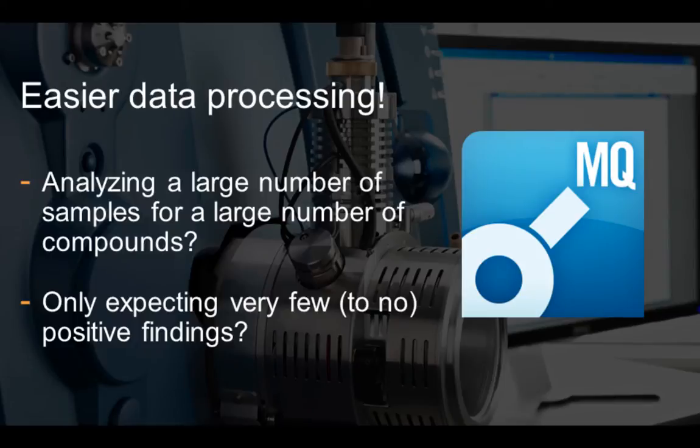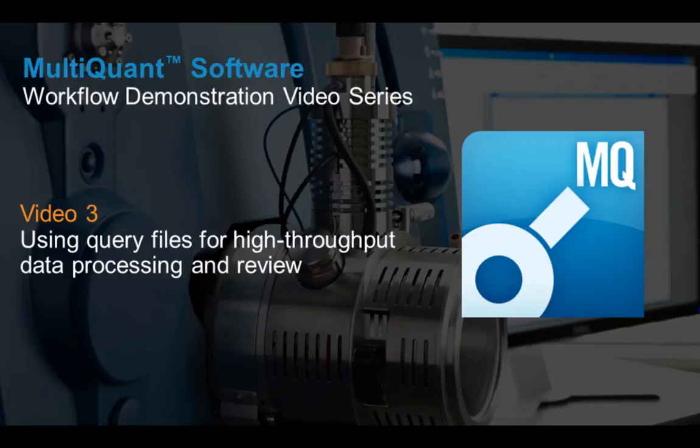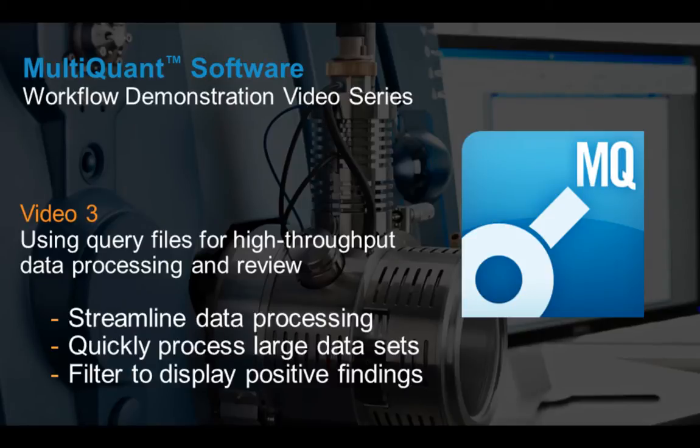Sometimes when performing quantitative analysis of residues in food and environmental samples, we need to analyze a large number of samples for a large number of compounds, although we often may only detect very few positives in those samples. MultiQuant software allows the use of query files to streamline this analysis to quickly process and sort through large data sets, then filter to only display the positive findings.